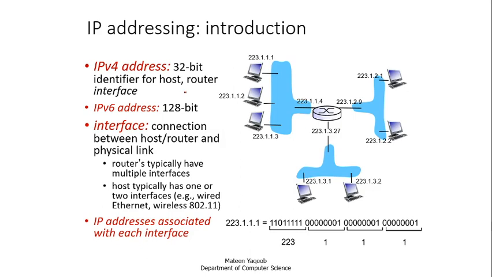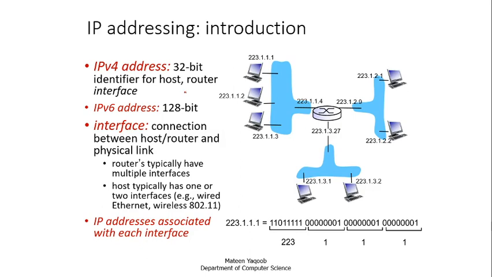So what is an interface? Firstly, let's define it. An interface is basically a connection between a host or a router and the physical link. For example, your Ethernet card or your wireless card is basically an interface. A host can have either a wired interface or a wireless interface.